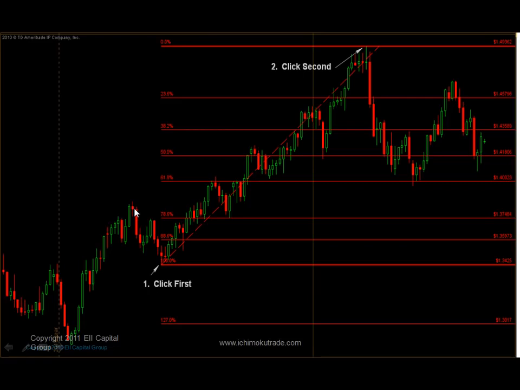Agreed? Now, at some point, people are going to stop buying, and some people are going to take profit. Agreed? So when people take profit, this is a retracement. You okay with that? When people start buying again, and they break this last point right here, this is called extension.